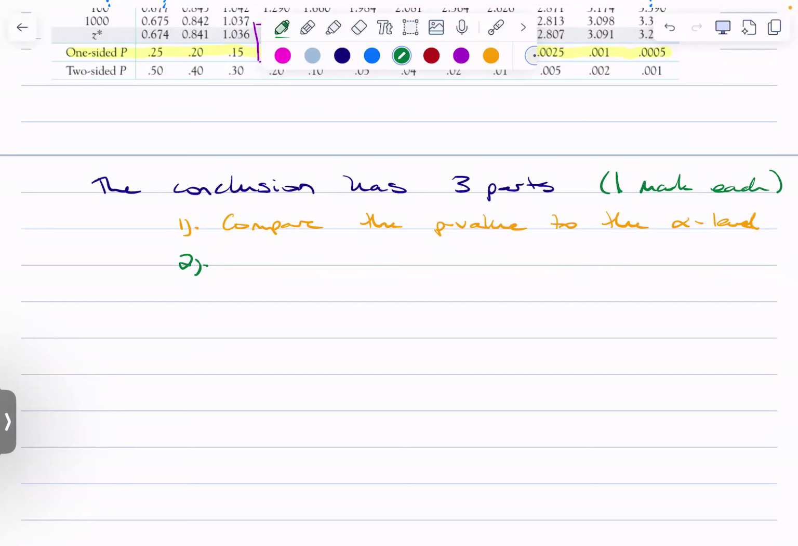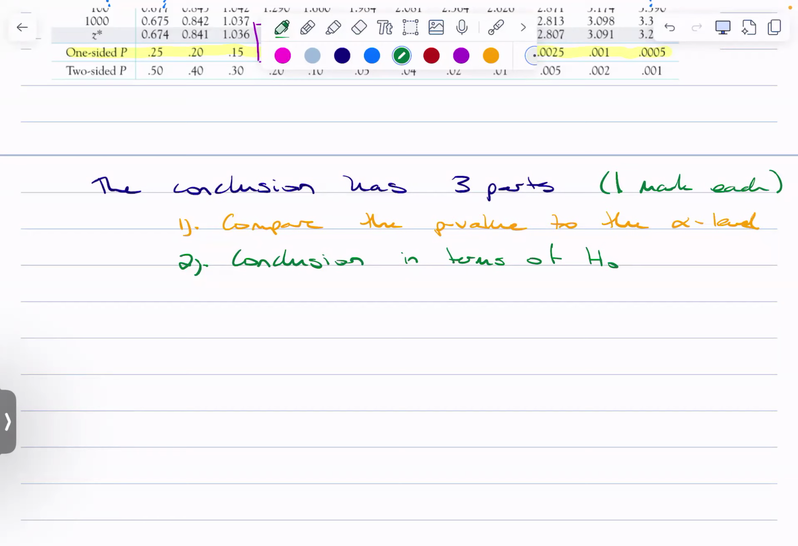The second part is you're going to state the conclusion in terms of the null hypothesis. So the conclusion in terms of H naught. Again, there are only 2 options here. You either have enough evidence to reject H naught, or you do not have enough evidence to reject H naught. And I'm going to write out the only 2 blurbs that you have to choose between. But for now, let's just talk about all the parts.